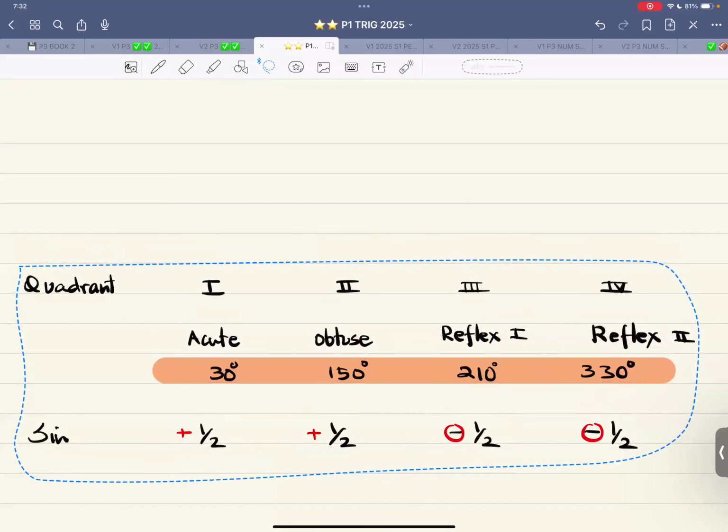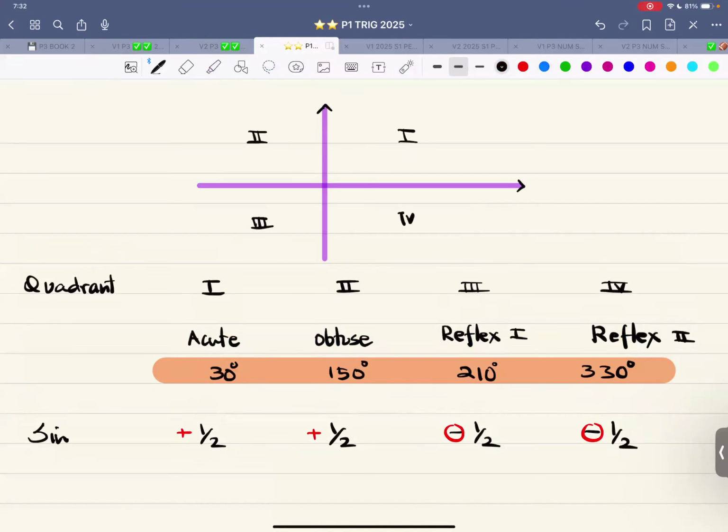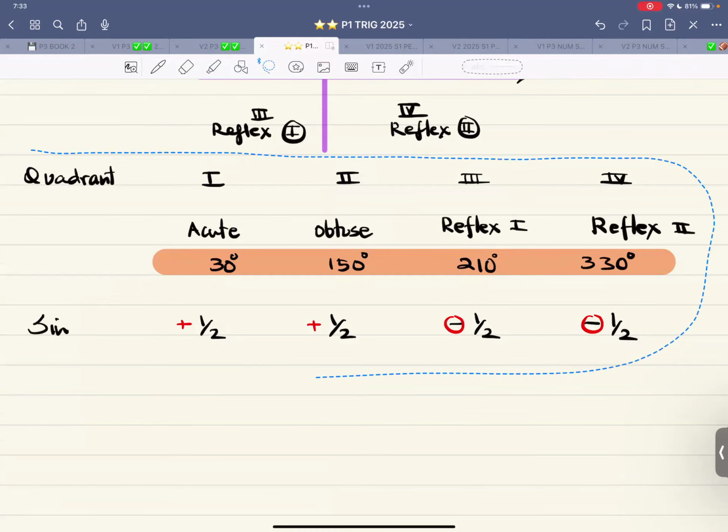Okay, let me just put it over here. All good. So now let me label this. This is the y-axis, x-axis. This is the first quadrant, second quadrant, third quadrant, fourth quadrant. First is related with the acute angle. Second is related with the obtuse angle. Third is related with reflex 1. And fourth is related with reflex 2. All good? So now when we are looking at sine, what do we observe?